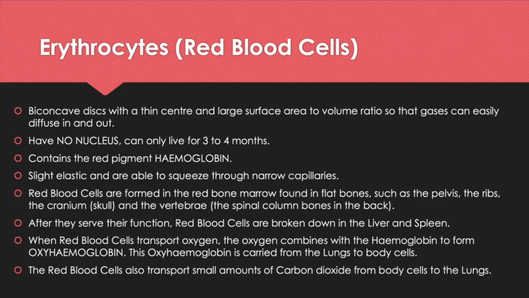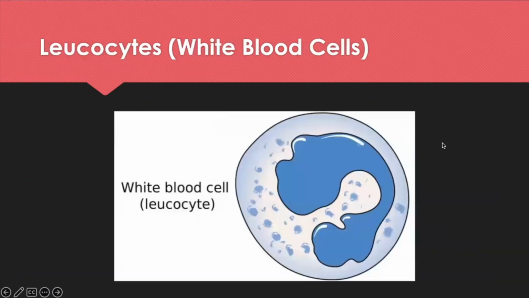Now, when the red blood cells transport oxygen, the oxygen combines with hemoglobin to form something called oxyhemoglobin. This oxyhemoglobin is carried from the lungs to body cells. And then finally, the red blood cells also transport small amounts of carbon dioxide from body cells to the lungs. This is their way of getting rid of that waste product known as carbon dioxide from our bodies.